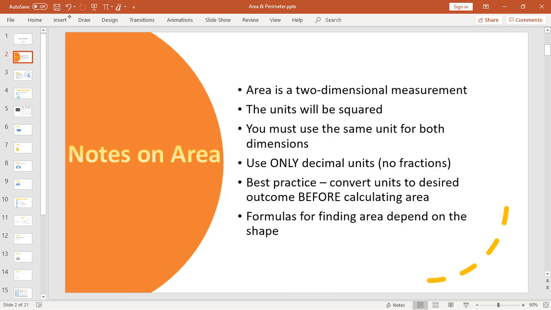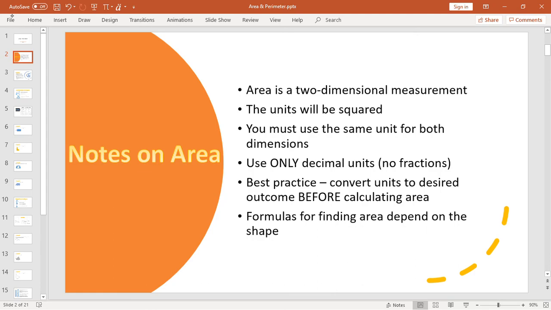Your input measurements must be the same. So I can't do centimeters times millimeters. I have to change one of those two to match. So make sure that you're using centimeters times centimeters. That makes centimeters squared. When you're doing area calculations, we're done with fractions. So if you have something like 3 1/2 feet, you're going to change that to 3.5 feet before you continue. Only use decimal units and you don't convert back. You stay in decimal units once you work with area, which is kind of nice.